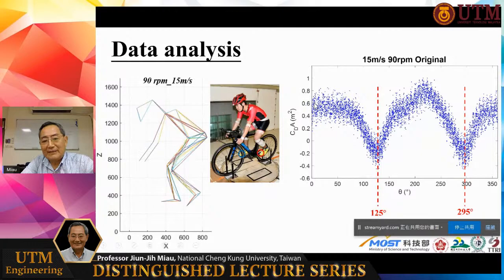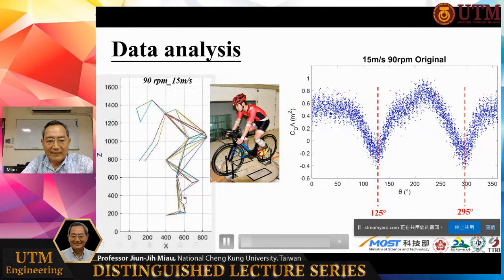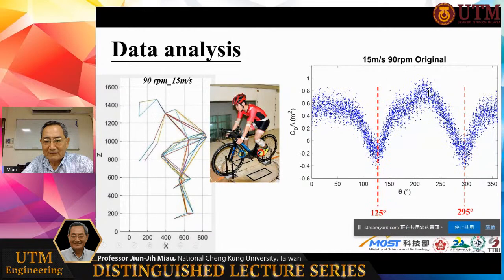I should mention that this CdA value is varying in a cyclic manner, which means it's associated with this cyclic motion of this isolated cyclist. Yes, you can see it again. So you get this cyclic motion, and we get this force measurement also cyclic, and that represents a challenge: how to reduce this drag coefficient of this cyclist from the data.